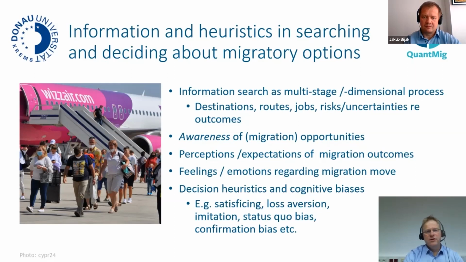In the context of migration decision-making, information search is both a multi-stage and multi-dimensional process. Knowledge and information about migration opportunities are important prerequisites for the formation of migration aspirations and also influence subsequent migration decisions. Additionally, people do not objectively collect and assess information, meaning that perceptions, expectations, feelings, and emotions all have important and highly influential roles to play.